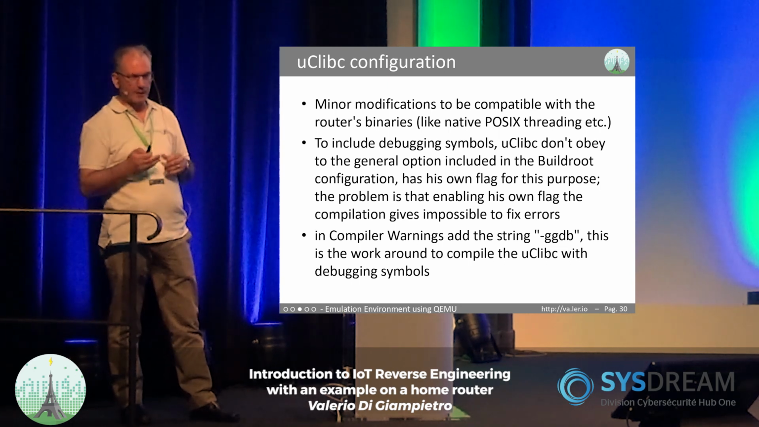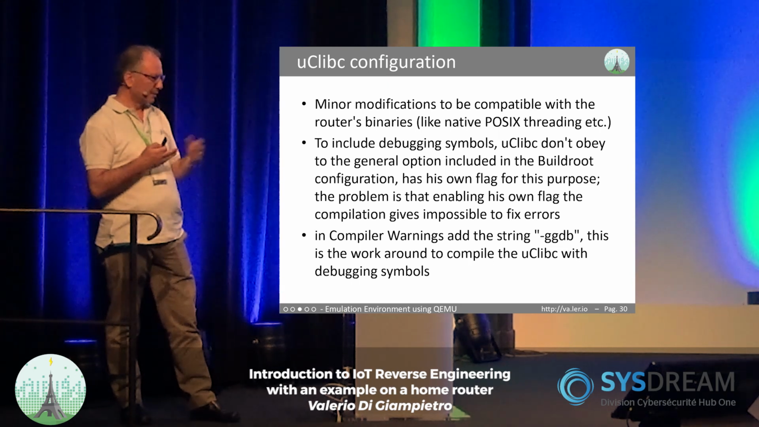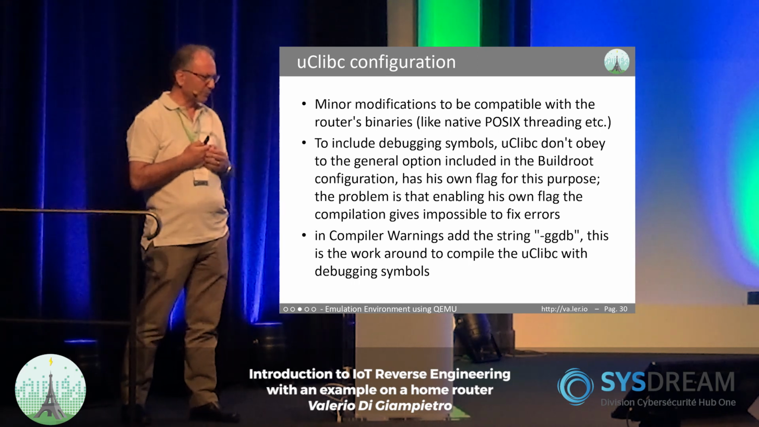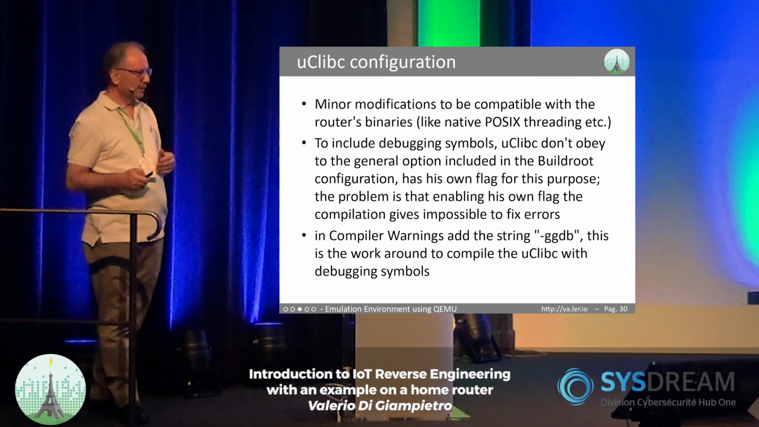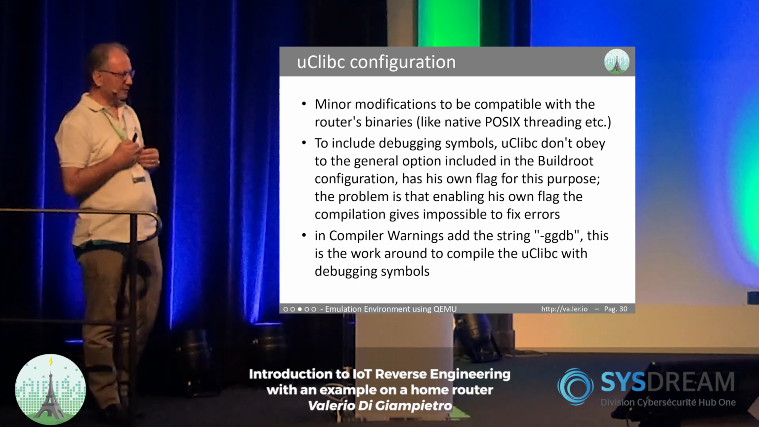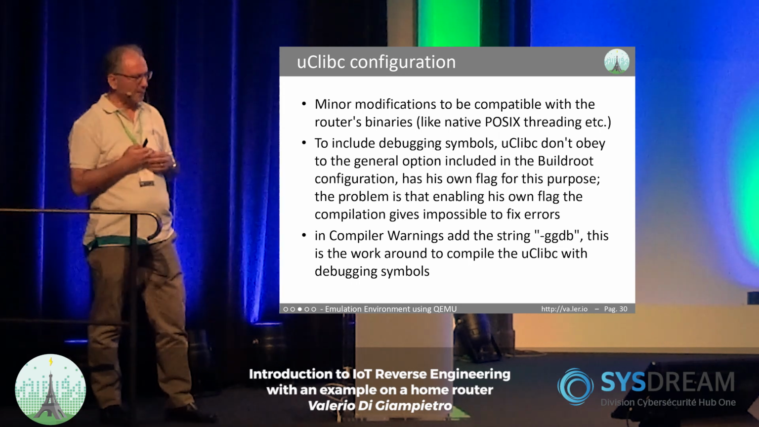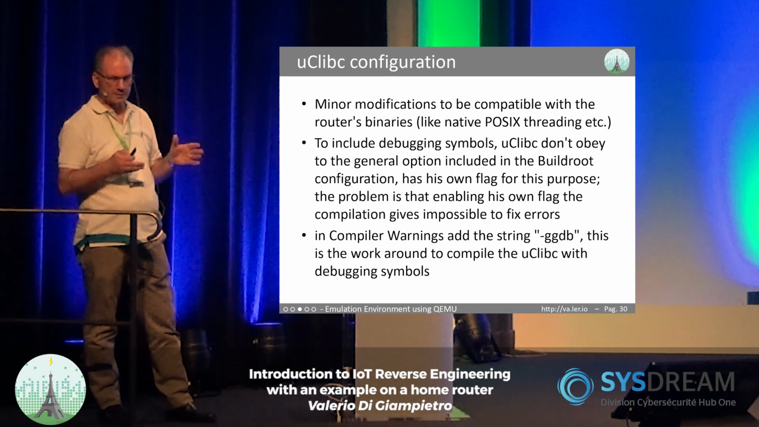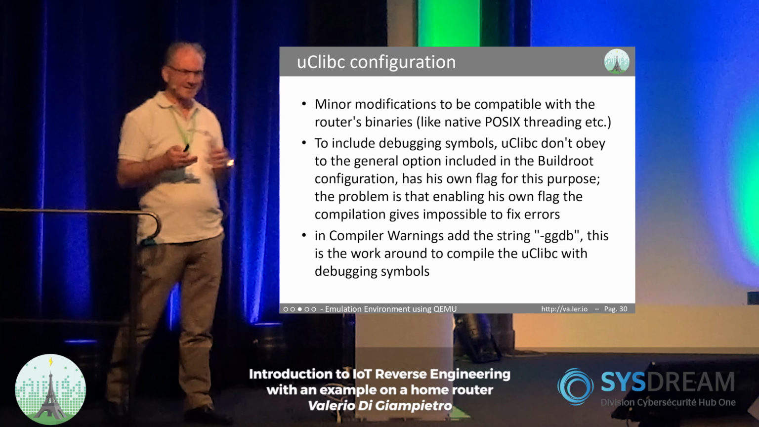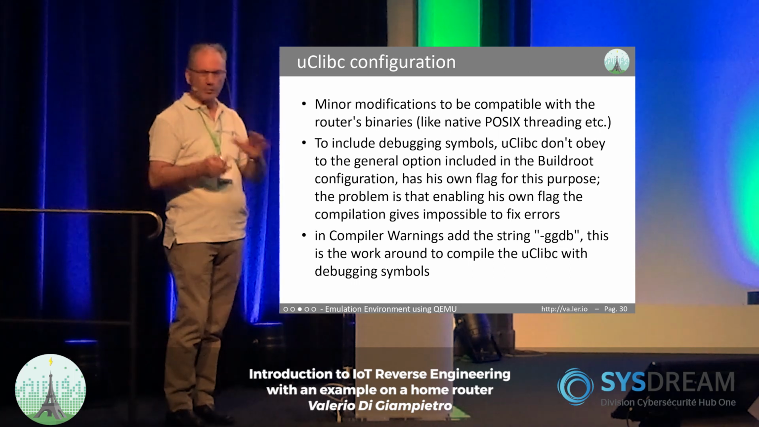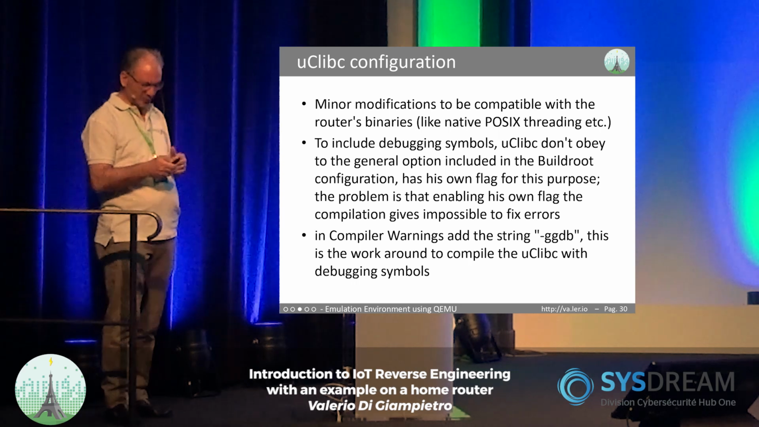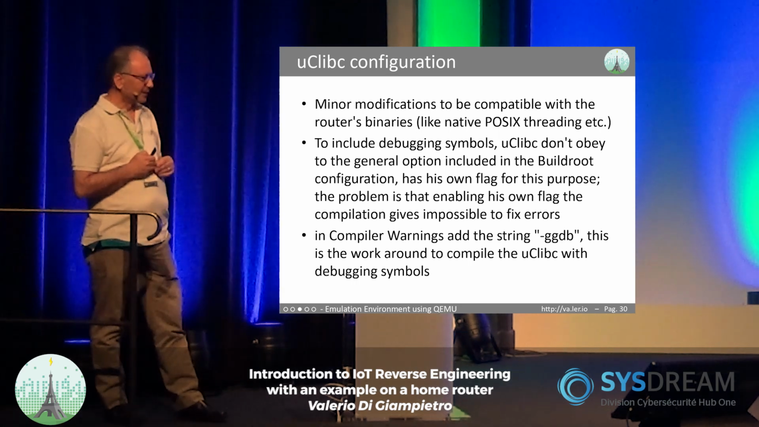We also have to do some minor configuration for the musl libc. This is the result of trial and error. For example, we have to include native POSIX threading and so on. And we also have to include some debugging symbols in the musl libc configuration. Due to some quirks in this configuration, we have to do it in some more complicated way. I go fast because I have to be shorter than originally anticipated. Sorry.